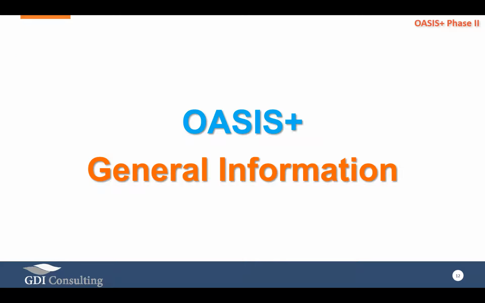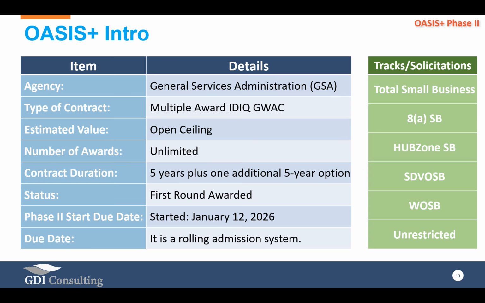Okay, so let's now look at OASIS Plus. That was OASIS, the previous contract. Let's now look at OASIS Plus. So we have the general information. GSA is the contract owner.